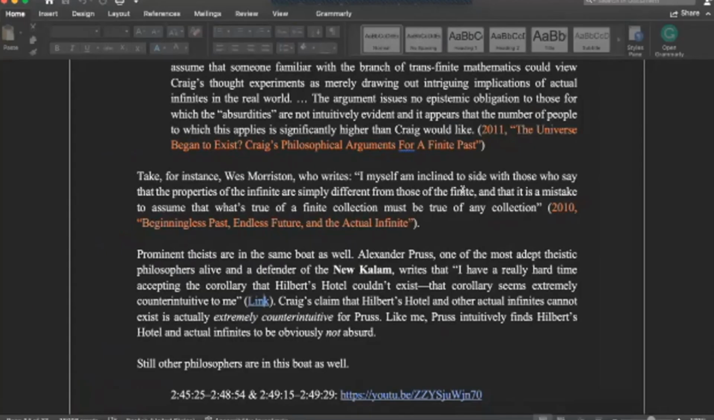So maybe the reason Alexander Pruss finds the properties of actually infinite collections intuitively benign, and in fact finds it extremely intuitive that actual infinites are possible, maybe the reason that's true for Alexander Pruss and for me and for Wes Morriston and all these other philosophers and indeed theologians and lay people and so on, is because we're suppressing the truth in unrighteousness.